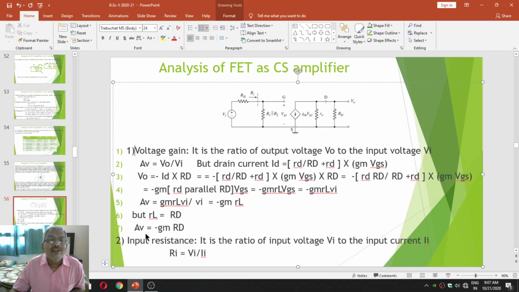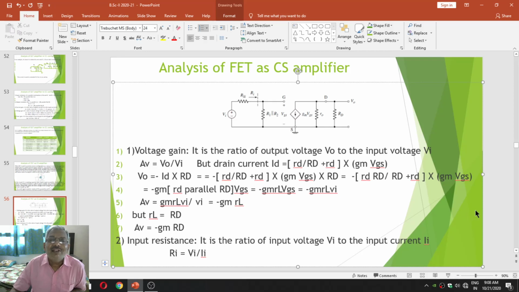Therefore, we can write the voltage gain in case of FET as a common source amplifier as minus Gm into RD. Friends, try to remember, Gm is the transconductance of the FET and RD is the drain resistance which you have connected across which we can get the amplified output voltage.